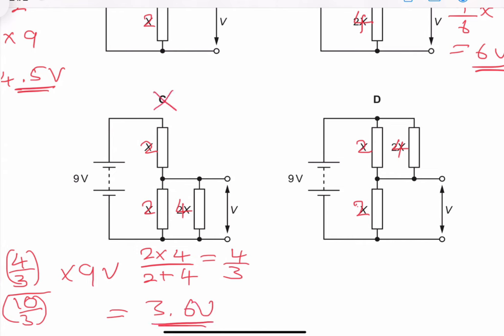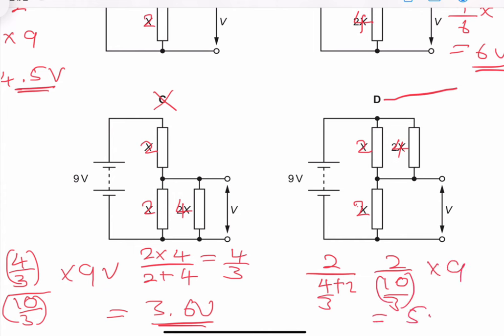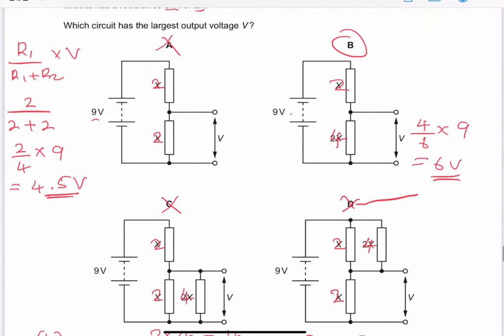This is already less than the one we have obtained. And if we were to move to our last one, this is 2 here, which is the total here. It's not 2, it's 4. So it's 4 times 2 over 2 plus 4, which is still the same thing. So it's 2 over 4 over 3 plus 2, which is 2 over 10 over 3 times 9, which is 5.4. Way less than B, so our answer becomes D.